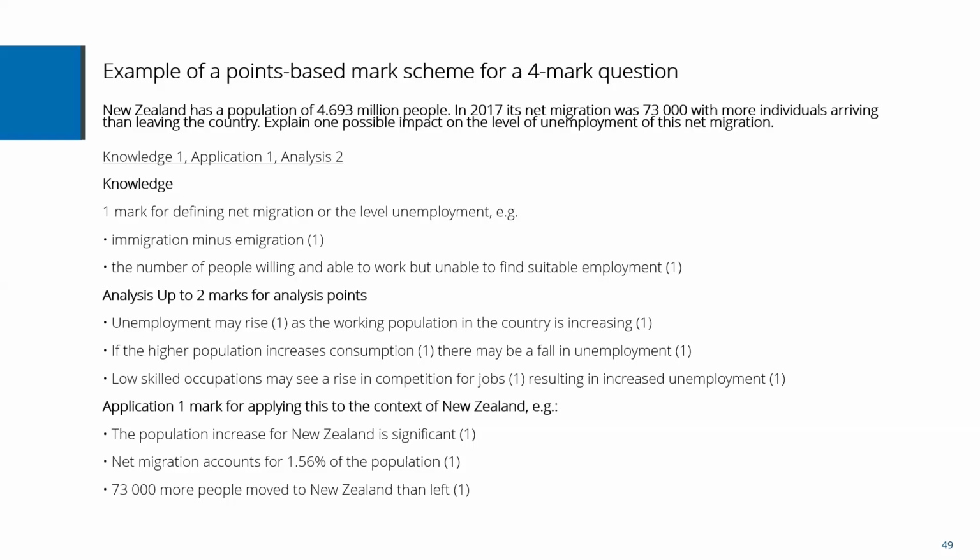This also includes analysis, as it requires a 2-stage chain of reasoning. So if it's explain a reason or explain an impact, it has 2 marks for analysis. This is the main thing I would say to take from understanding of the assessment objectives, because the other type of explain question does not include analysis.